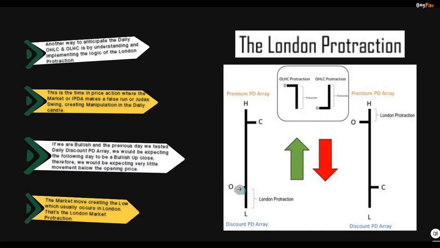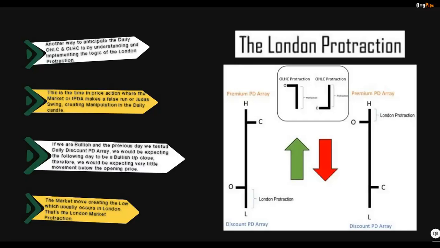Price in a bullish candlestick opens right here and creates this low before creating the main body. So this is a fake move designed to trap traders, designed to liquidate positions, and designed for institutions to enter at the best prices possible. So if you understand this trading model, then you're going to have price working in your favor whenever you're trading, because you understand how it moves. Am I making sense?